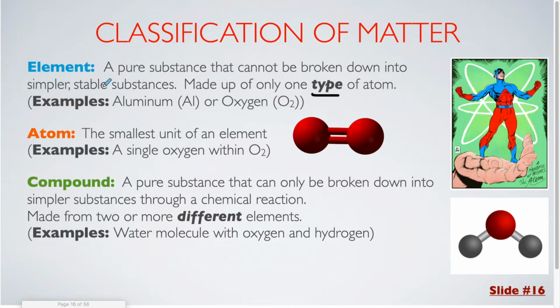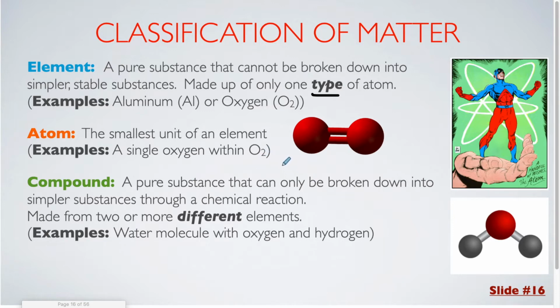Which brings us to our second term, atom. An atom is the smallest unit of an element. So a single oxygen present within an O2 would be an atom. Or I could say that there are two atoms present within elemental oxygen.